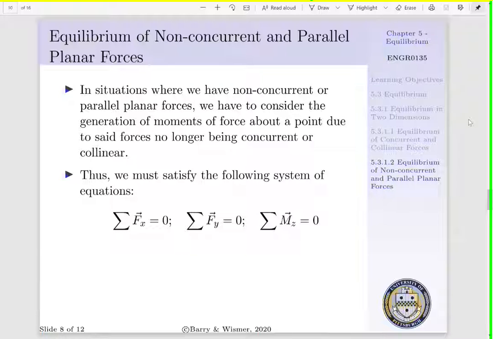Thus, for us to have static equilibrium, we must satisfy the following equations. We have to ensure the summation of forces in the x direction is equal to 0. We have to ensure that the summation of forces in the y direction is equal to 0. And we also have to ensure the summation of moments in the z direction is equal to 0.